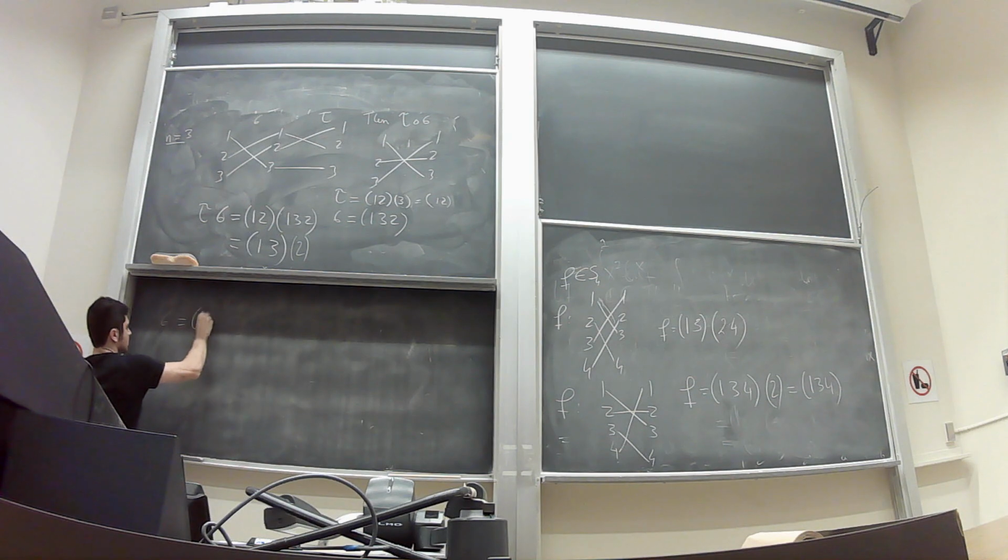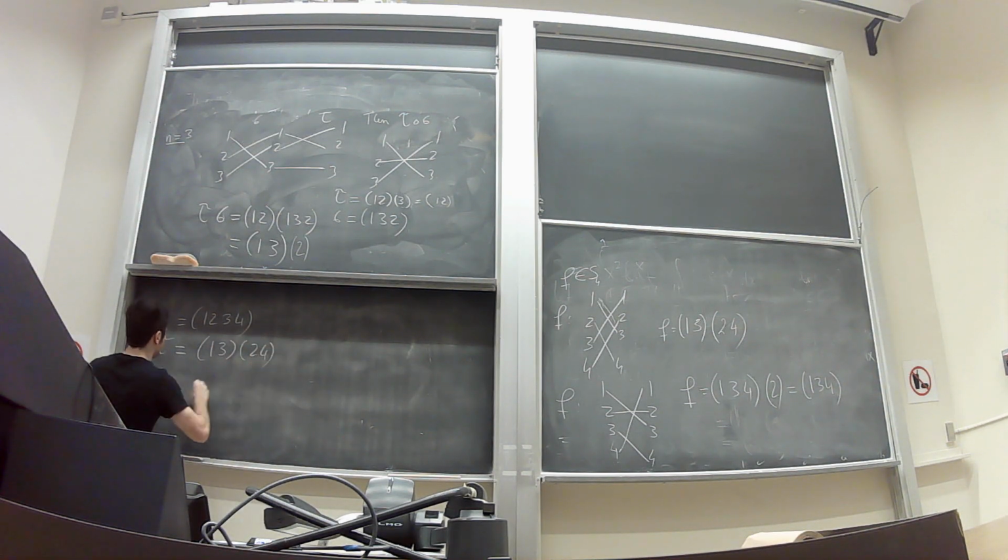Sigma is (1 2 3 4) and tau is (1 3 2 4). What is sigma tau? Yes, sir. Could you please raise your voice? Why do I ignore the 2? I ignore the 2? The 3.